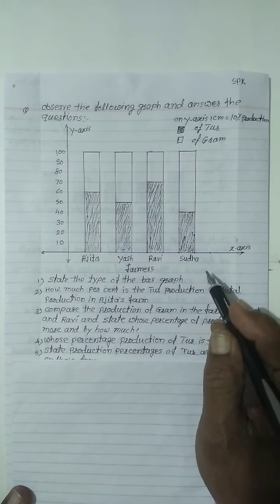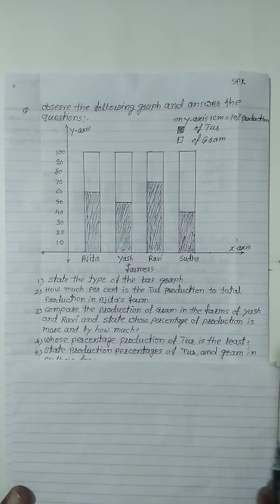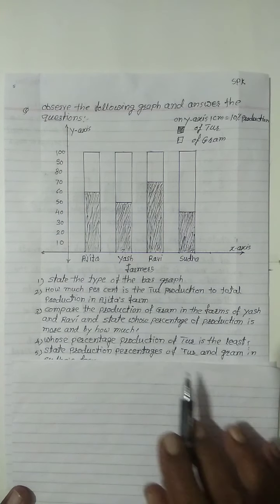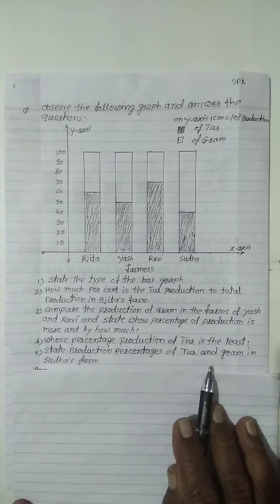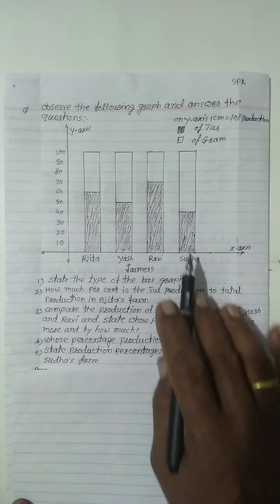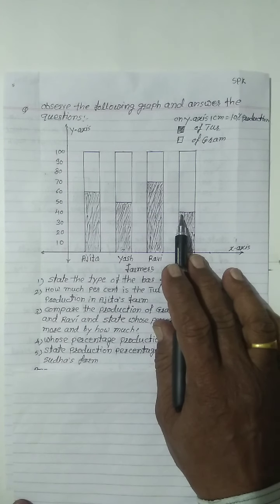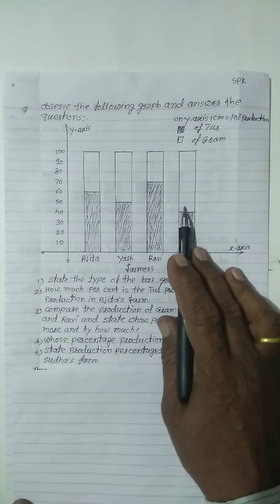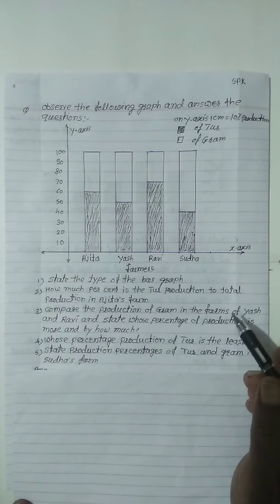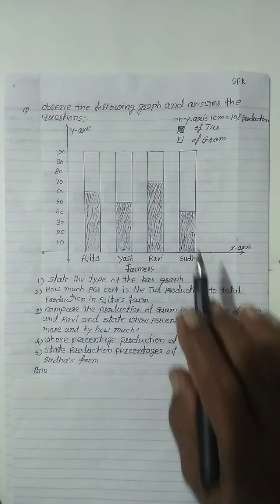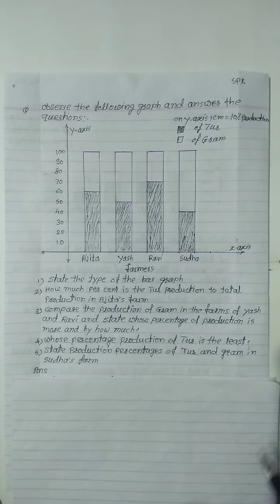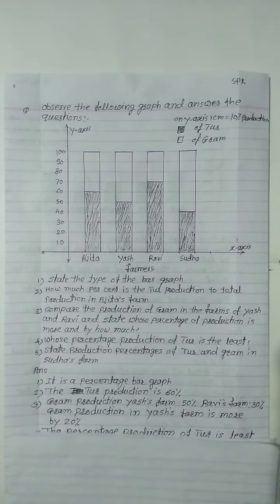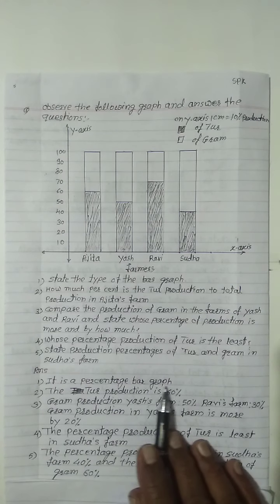Whose percentage production of tur is the least? See, in the tur production, whose percentage is least, which is 40. So in Sudha's farm there is a lesser percentage of tur production. State the production percentage of tur and gram in Sudha's farm. Say the tur production is 40 percent and the remaining is the gram production, that is 60. Means tur production is 40% and the gram production is 60%. See the answer. It is the percentage bar graph.